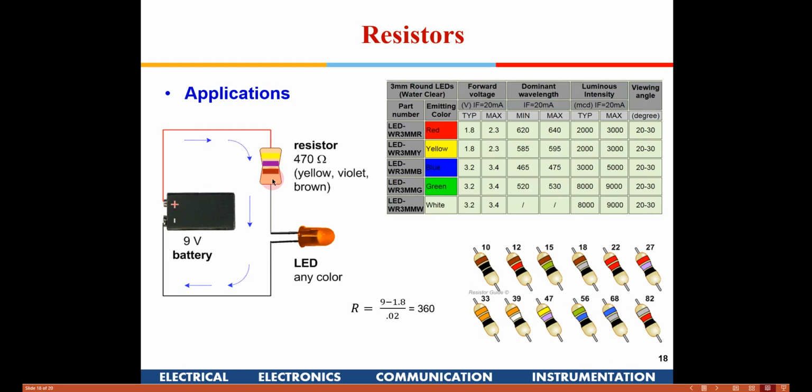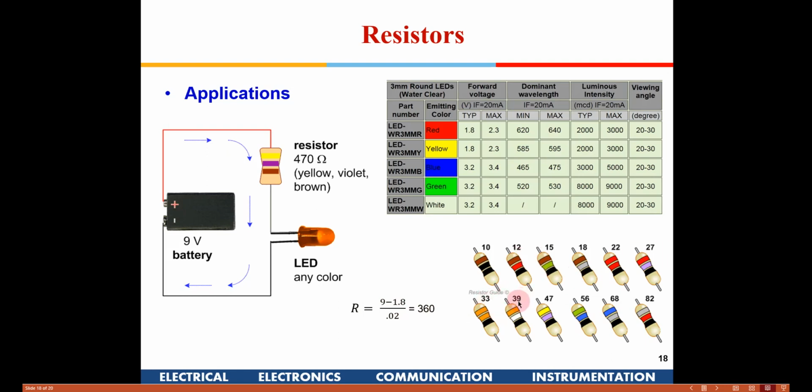Now to compute the value of the resistor, you can use this equation. 9 volt is the battery voltage, you require 1.8 volt across the LED, and the current which should flow into the LED is 20 milliampere. So you divide, and you get 360 ohms. This is the value of the resistance which needs to be connected in series with this LED. Is it clear how I computed this value of this resistor, all of you? Yes, sir.